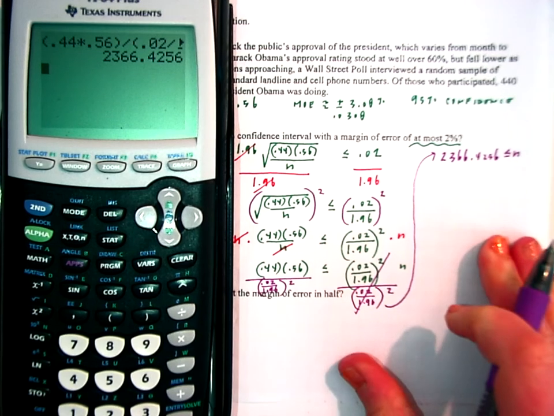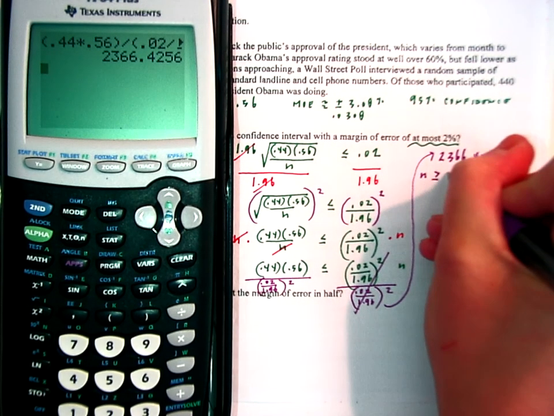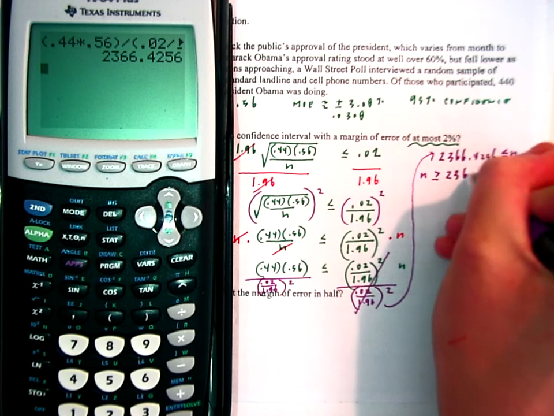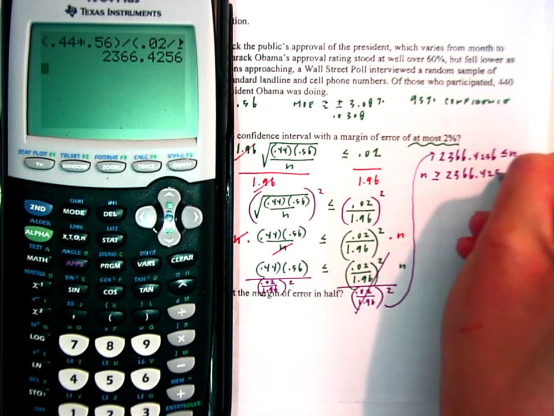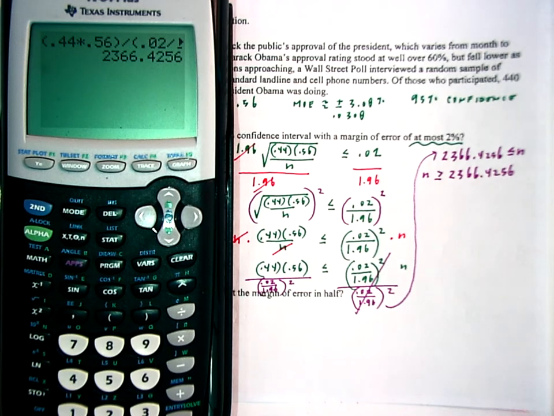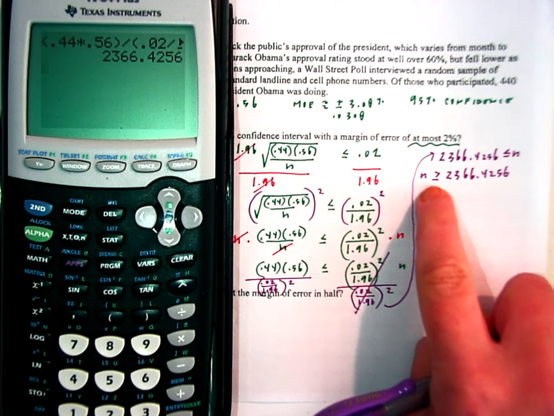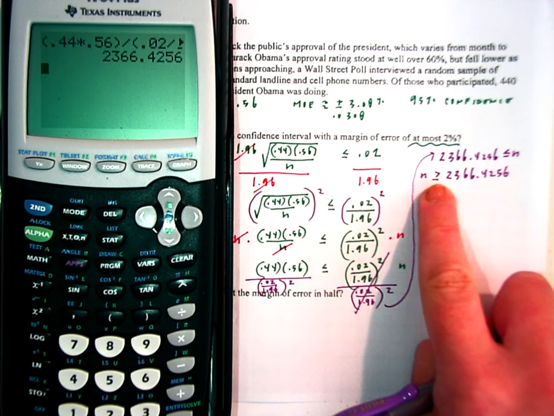Okay, I always like my variable on the other side, so n has to be greater than or equal to 2,366.4256. Okay, so now we're talking about what sample size would we need to have a margin of error of at most 2%. So what I need to do now is round to the nearest integer that makes this statement true. So it's not an equal sign here, it's a greater than or equal to sign.